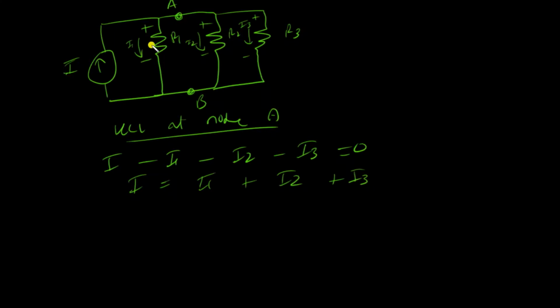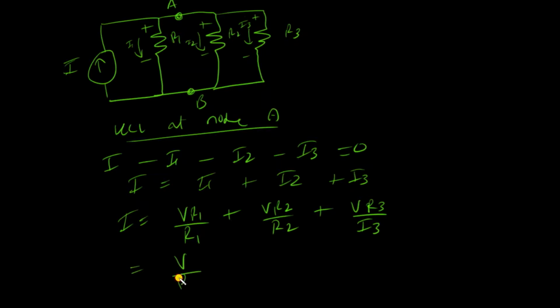But using Ohm's law, we can write I1 as VR1 divided by R1, I2 as VR2 divided by R2, and I3 as VR3 divided by R3. But as we can see, VR1 is basically the voltage between node A and node B. VR2 is the same too. VR3 is the same too. As I told in the previous example, the voltage across parallel elements is the same.